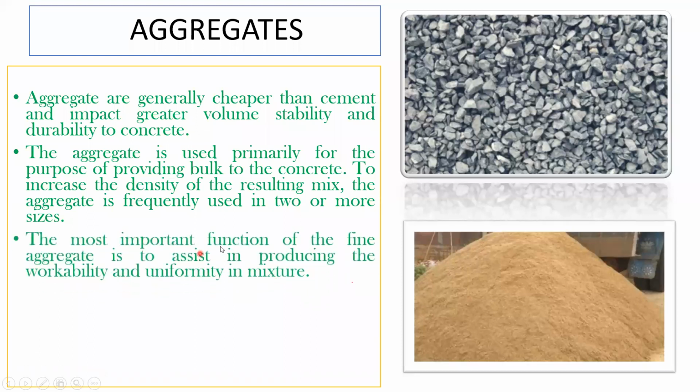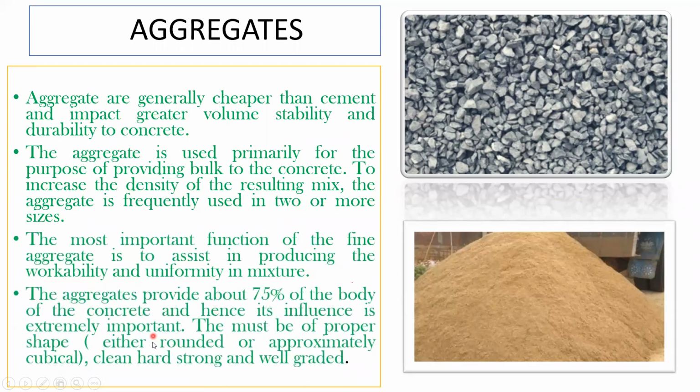And coming to the third point, the most important function of the fine aggregate is to assist in producing workability and uniformity in the mixture. We already saw how the sand and all is going to help us. So this is very important. The aggregate provides about 75% of the body of the concrete and hence its influence is extremely important. And the aggregate we use should be of proper shape. Either it has to be rounded or approximately cubical. It should be clean, hard, strong and well graded.